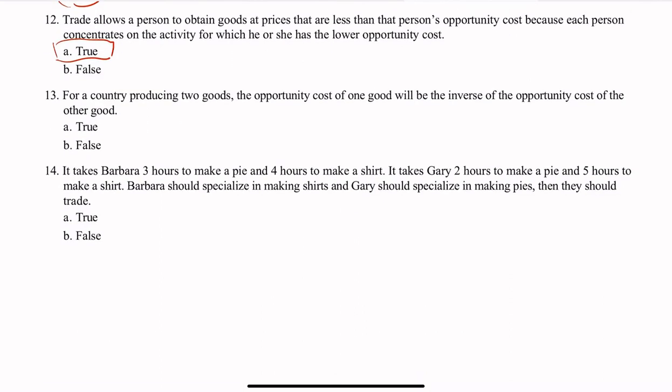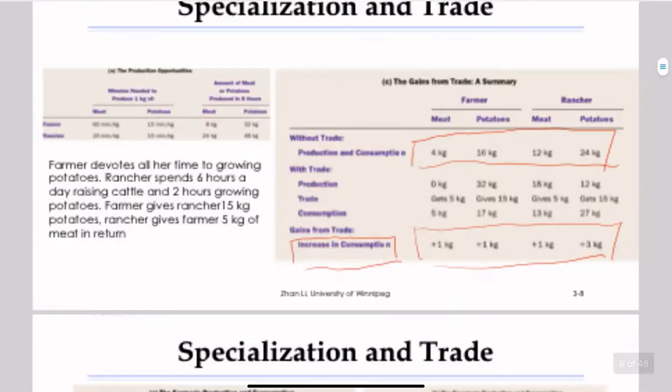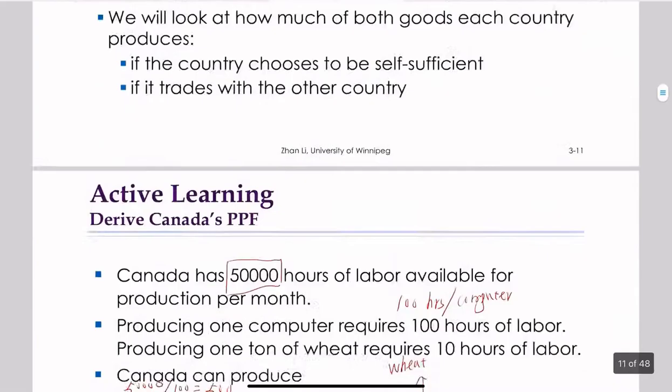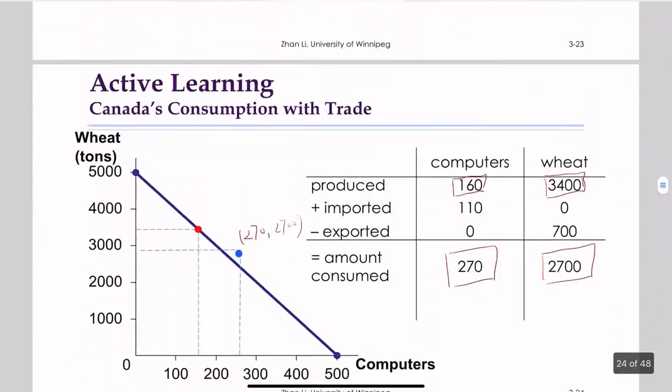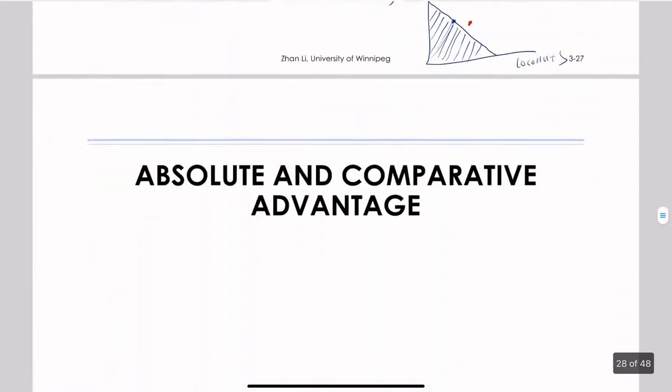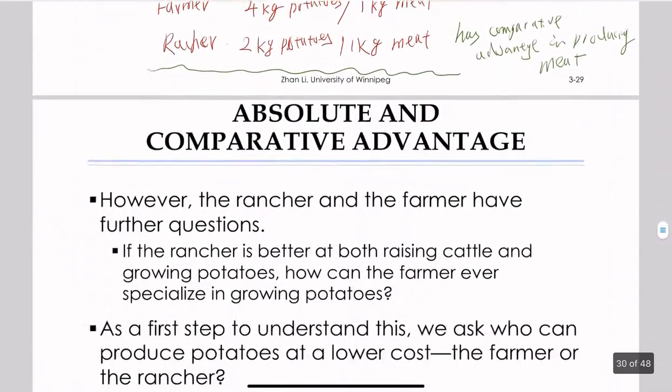Okay, 13. For a country producing 2 goods, the opportunity cost of 1 good will be the inverse of the opportunity cost of the other good. Well, this is true, right? We have learned about this. If you look at chapter 3, let's look at the farmer and rancher opportunity cost.